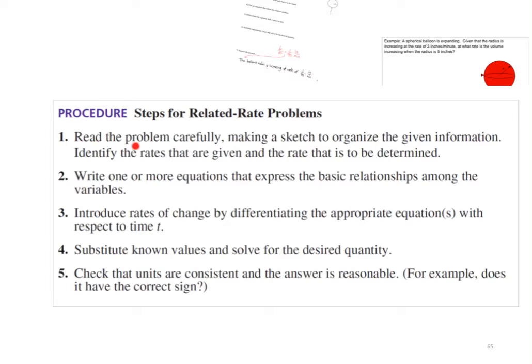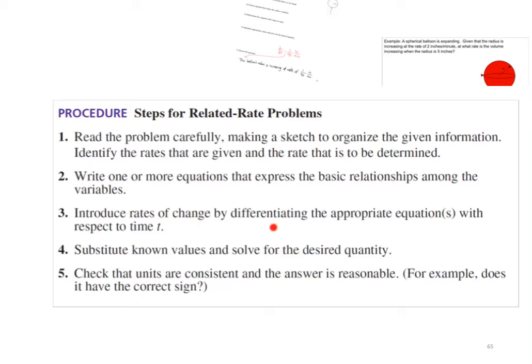So we read the problem carefully. The sketch was already provided for us, but as I mentioned, you're probably going to have to make the sketch yourself in a lot of cases. Make a sketch to organize the given information, identify the rates that are given and the rate that is to be determined. Those are the little questions that we broke our solution down into.